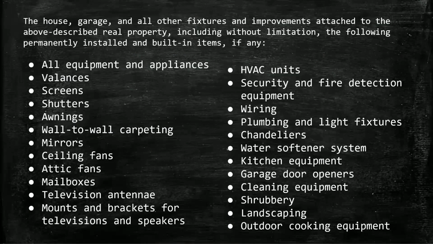We're not going to go through the whole thing. They're in the contract. Feel free to read them. But you can see that a lot of this stuff, if it is permanently attached, yeah, it's considered part of the house. Wall-to-wall carpeting. We're not talking about area rugs. We're talking about wall-to-wall carpeting stapled down onto the floor. HVAC units, plumbing, light fixtures, chandeliers, water softening systems, kitchen equipment, garage door openers, everything that's bolted to the house.